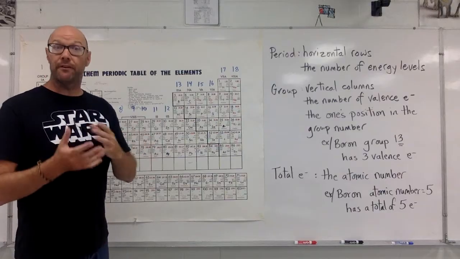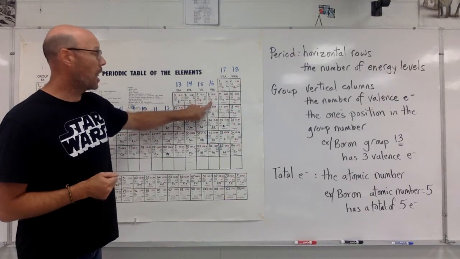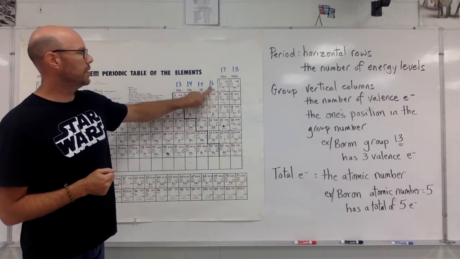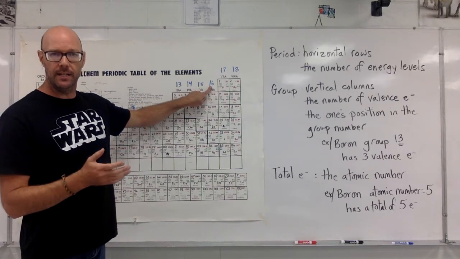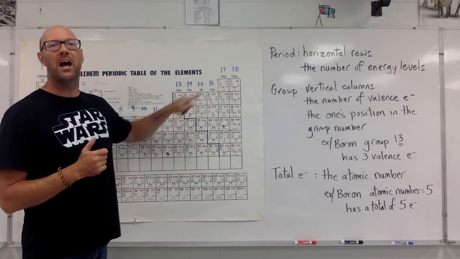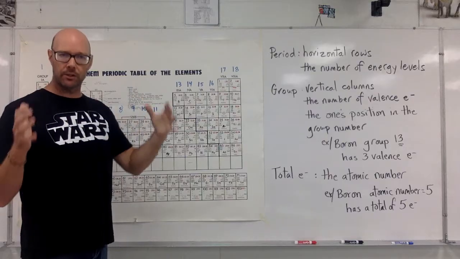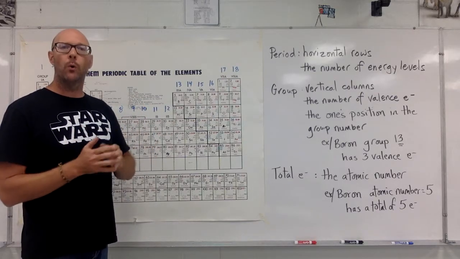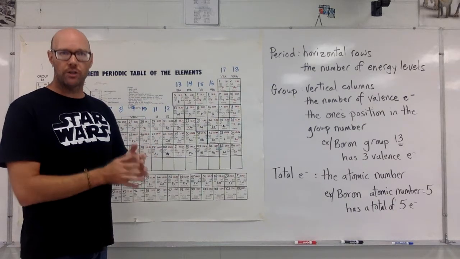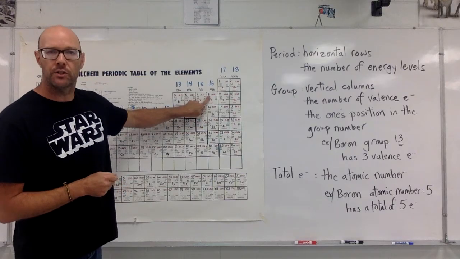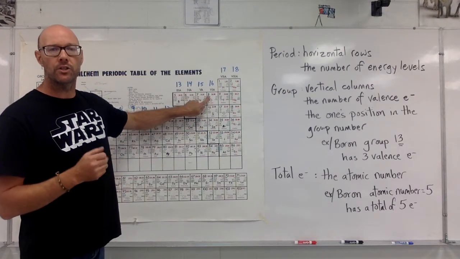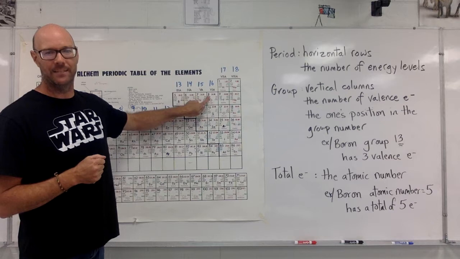Just to say a different element's example, here's oxygen. Oxygen is in group number 16. That means it has 6 valence electrons, 6 electrons on the outside, but the total number of electrons in an oxygen atom corresponds to the atomic number, and oxygen has an atomic number of 8.